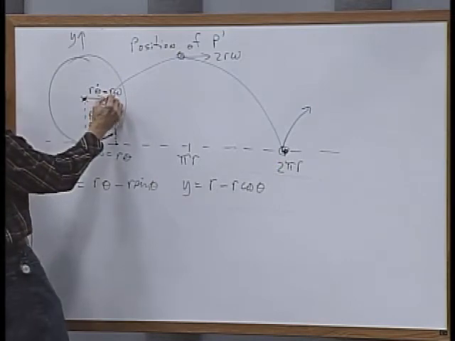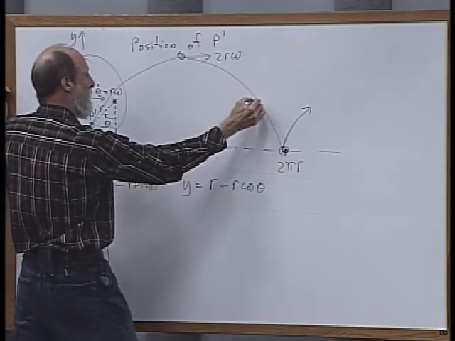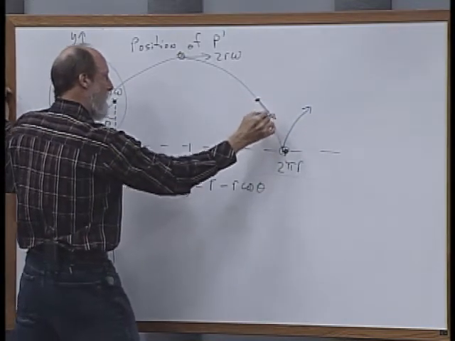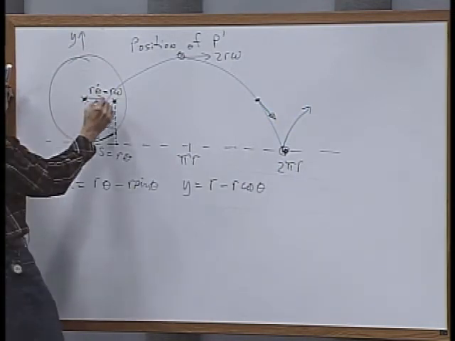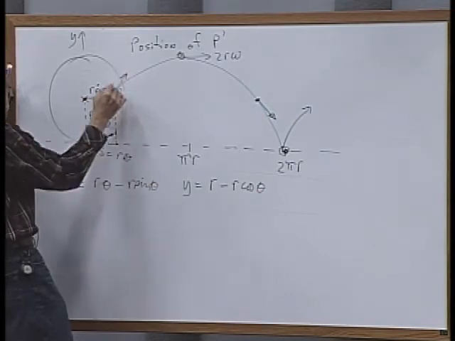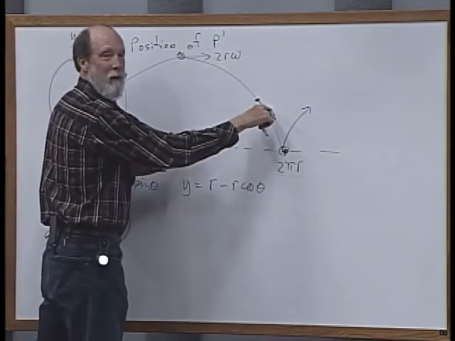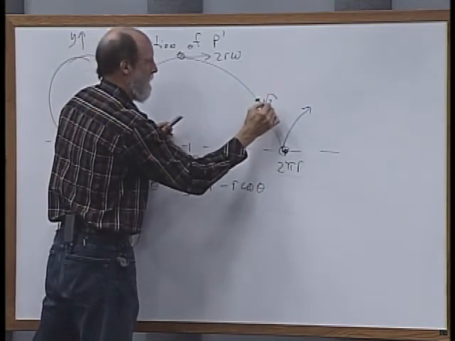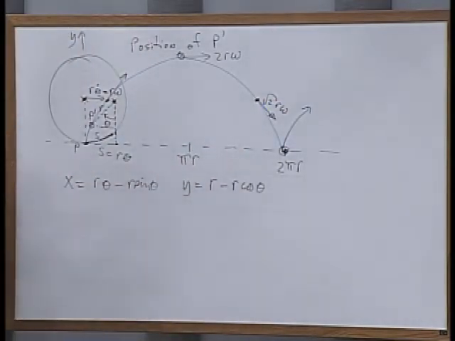And when the particle is halfway up, it's heading down at what speed? We did that earlier. It'd be the same as its speed over here, wouldn't it? Square root of 2 R omega. See that?